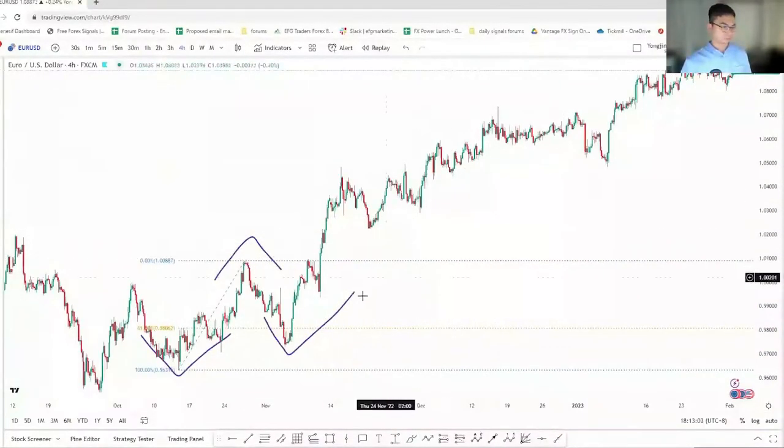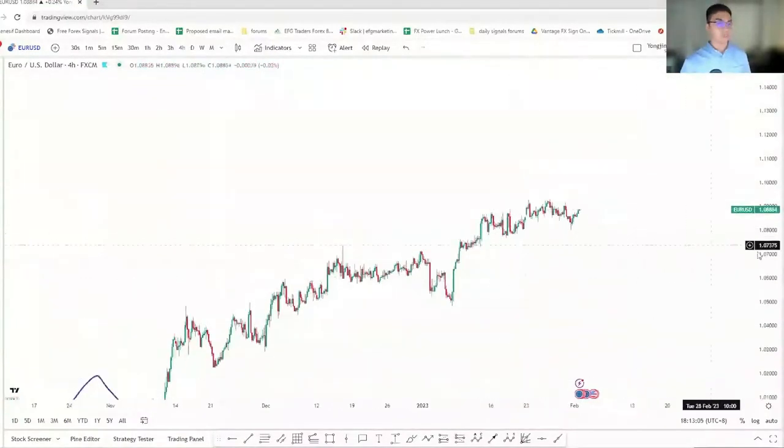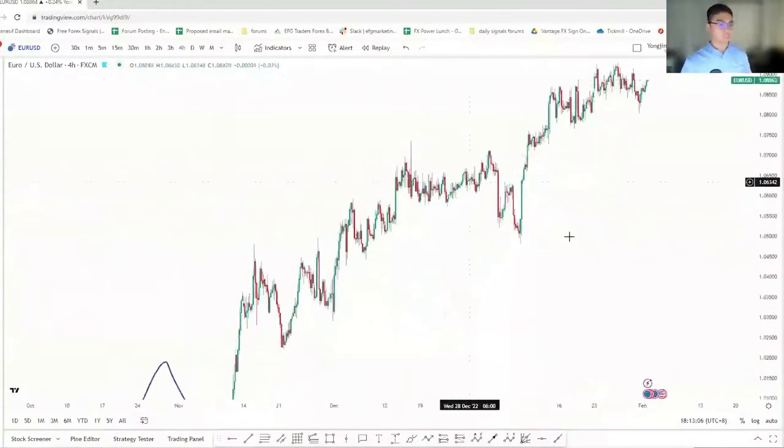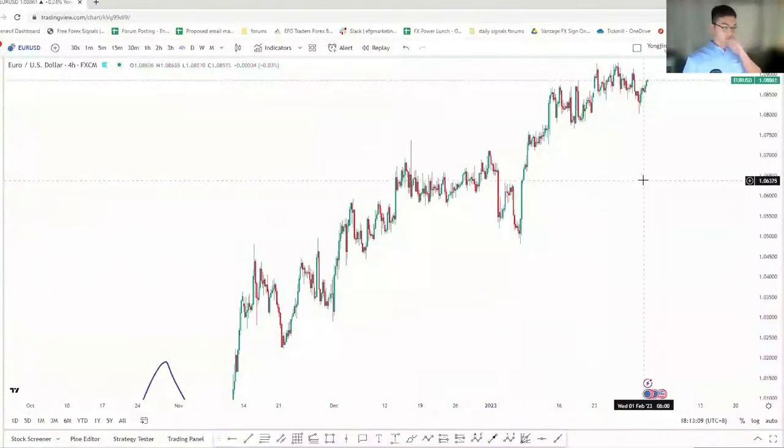All right. So let me find a clear cut one. There isn't anything clear at the moment that we can actually draw out.